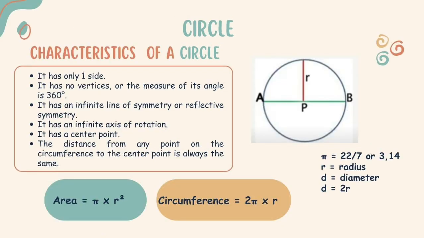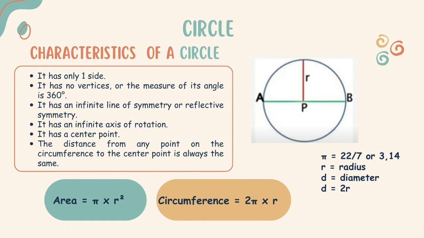And the last one is circle. The characteristics of a circle are: it has only one side, then it has no vertices, or the measure of its angle is 360 degrees. Then it has an infinite number of lines of symmetry or reflective symmetry. Then it has an infinite number of axes of rotation. Then it has a center point, and the last one, the distance from any point on the circumference to the center point is always the same.